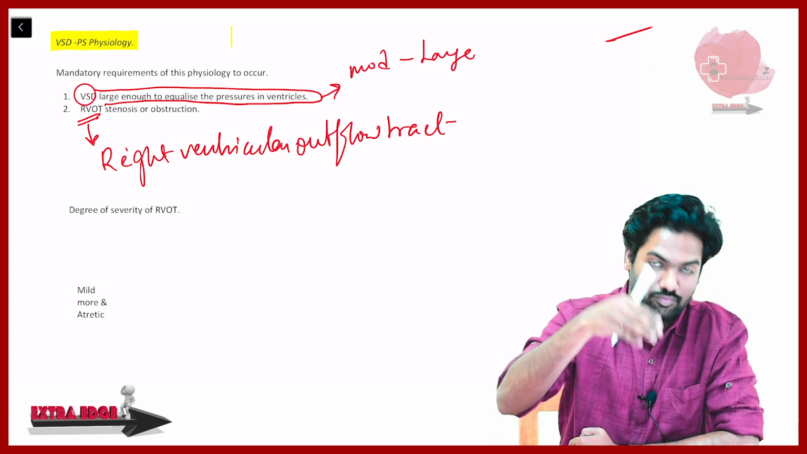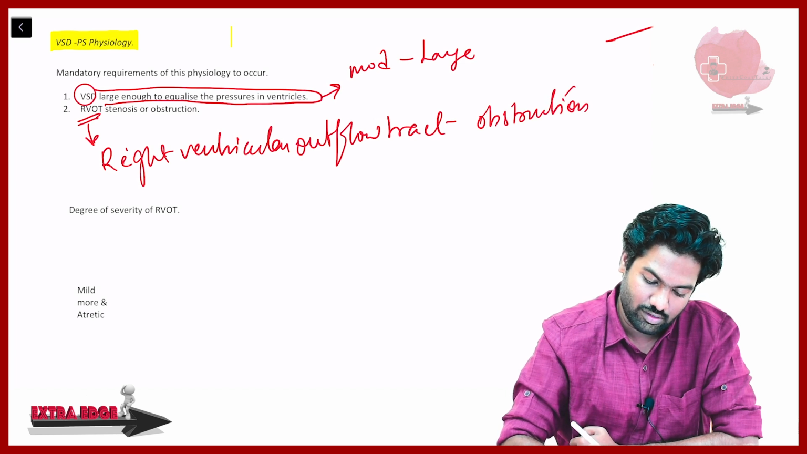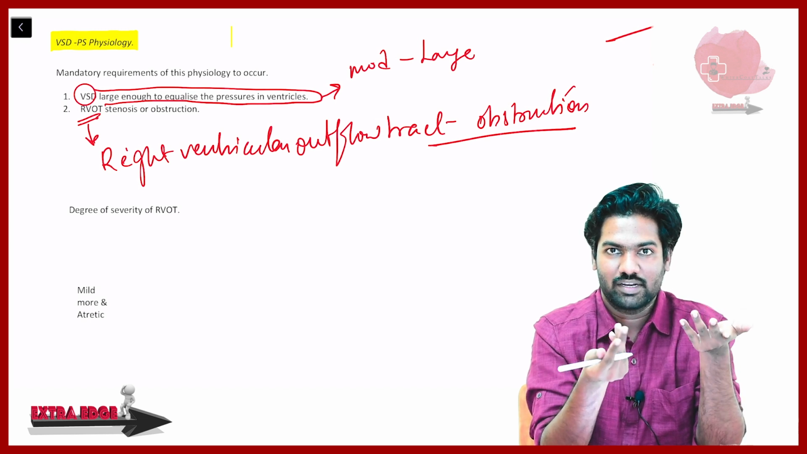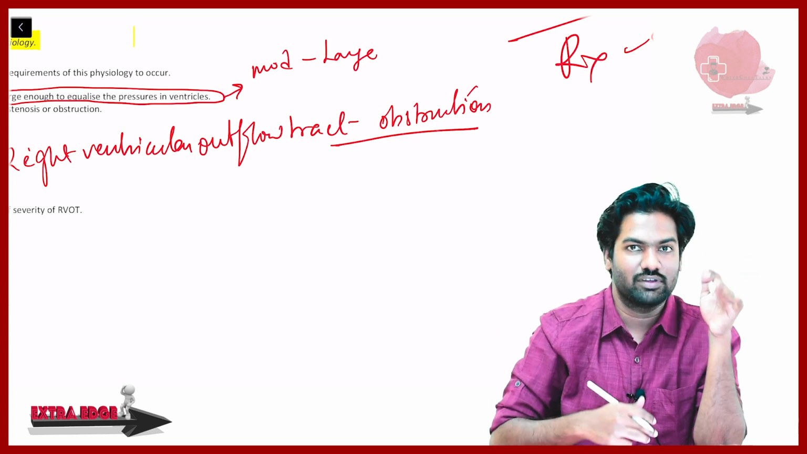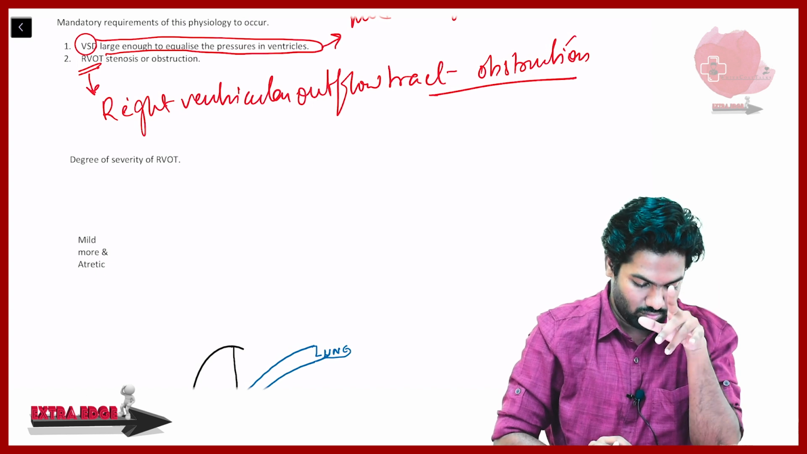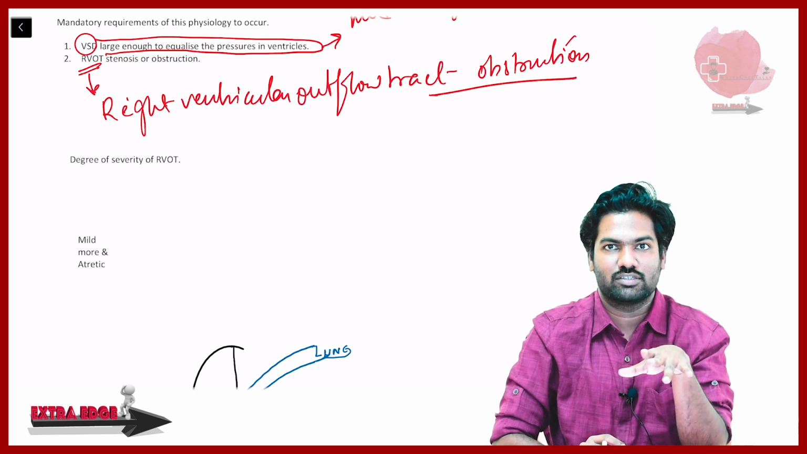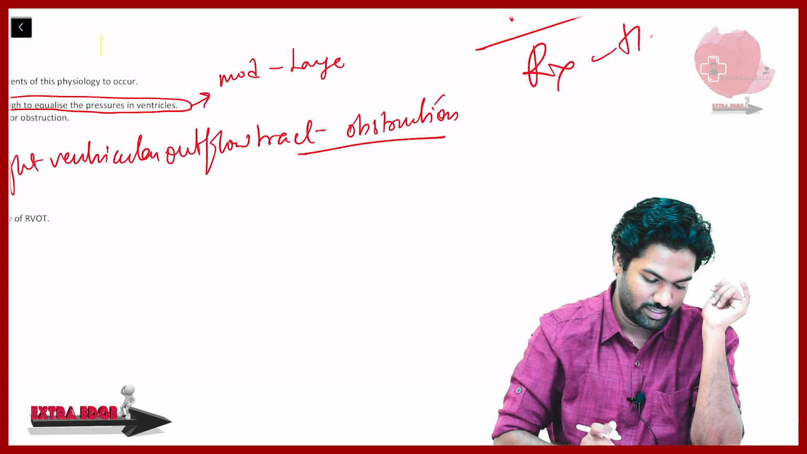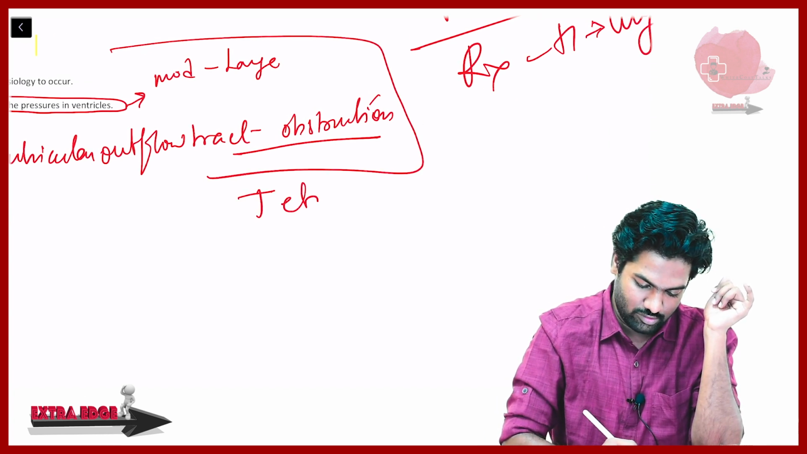Now we have written here RVOT stenosis or obstruction. The right ventricle will give its outflow to where? To the pulmonary artery. Okay. Now when the pulmonary artery has gone stenosed or is obstructed, that's where this physiology comes into play. That's the basic requirement. Now VSD associated with pulmonary stenosis or infundibular stenosis is usually seen in cyanotic congenital heart disease, and that is called what? TOF. Okay. Tetralogy of Fallot.